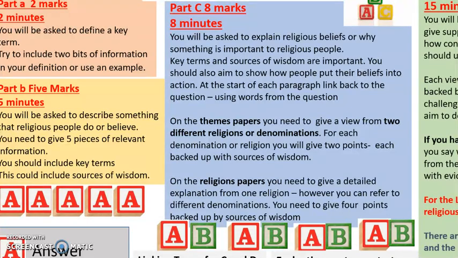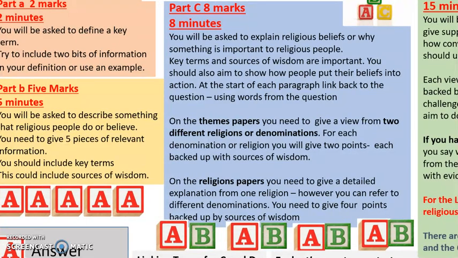On the themes paper, you need to give 2 views from 2 different religions or denominations. And so you're breaking your answer down into 2 sections basically. So 2 sets of A-B for each perspective. For that reason, it can sometimes feel like the part C's on the themes paper are easier to answer. On the religions paper, you're only answering from one religious perspective, and so you're giving 4 points, 4 Christian points, backed up by sources of wisdom.